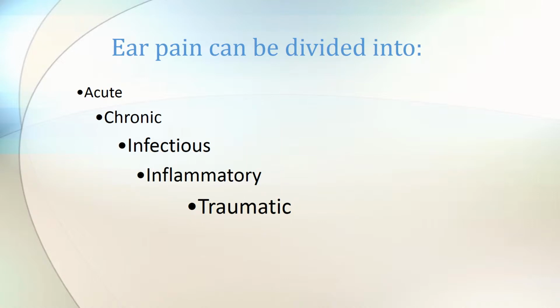Otalgia can affect all age groups along the lifespan. Ear pain can arise from the ear itself or occur as referred pain. It is essential that the clinician be able to recognize and evaluate otologic ear pain as well as referred pain effectively. Ear pain can be divided into acute and chronic conditions. In addition, it can be subdivided into infectious, inflammatory, and traumatic, although there may be overlap amongst these categories.